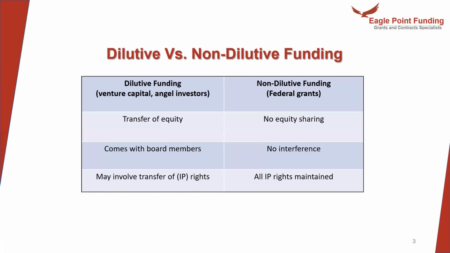So, what is non-dilutive funding? Non-dilutive funding is kind of like what it sounds. It's funding that does not dilute your power within your company. For example, dilutive funding is venture capital and angel investors, where they take a piece of your company, of your voting rights, of your share, or of IP rights, and they benefit from it. Whereas non-dilutive funding, which is federal grants, they take no equity, they don't interfere, no IP rights taken away.